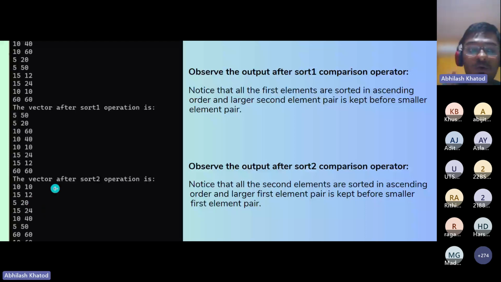Now, what does the sort two function do? Look at it very carefully, the second elements are sorted in ascending order. And what about the first elements? Look at it, 60 and 60. So 60 is kept above 10. I explained how, which means the first elements are sorted in descending order. I hope you all get it.